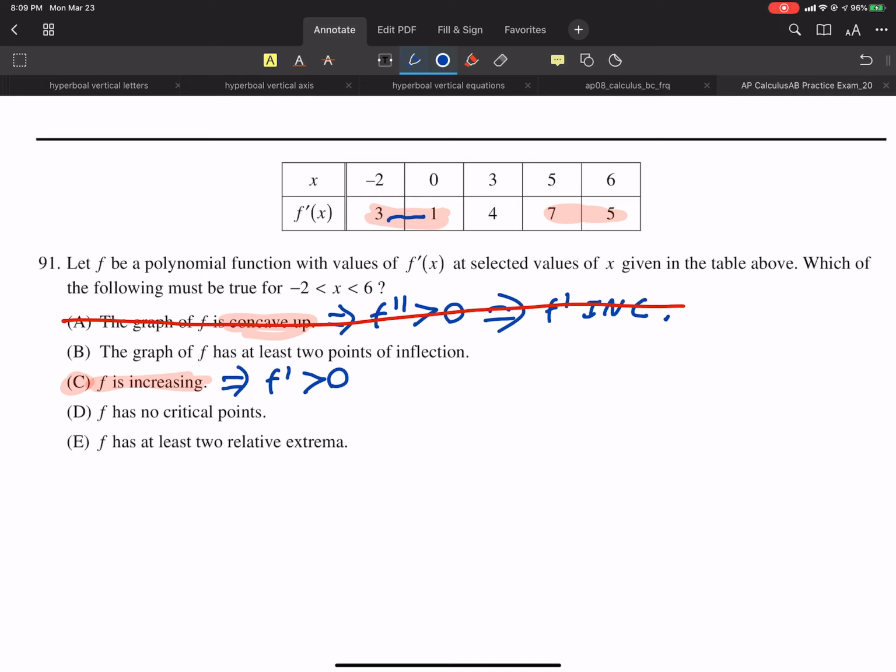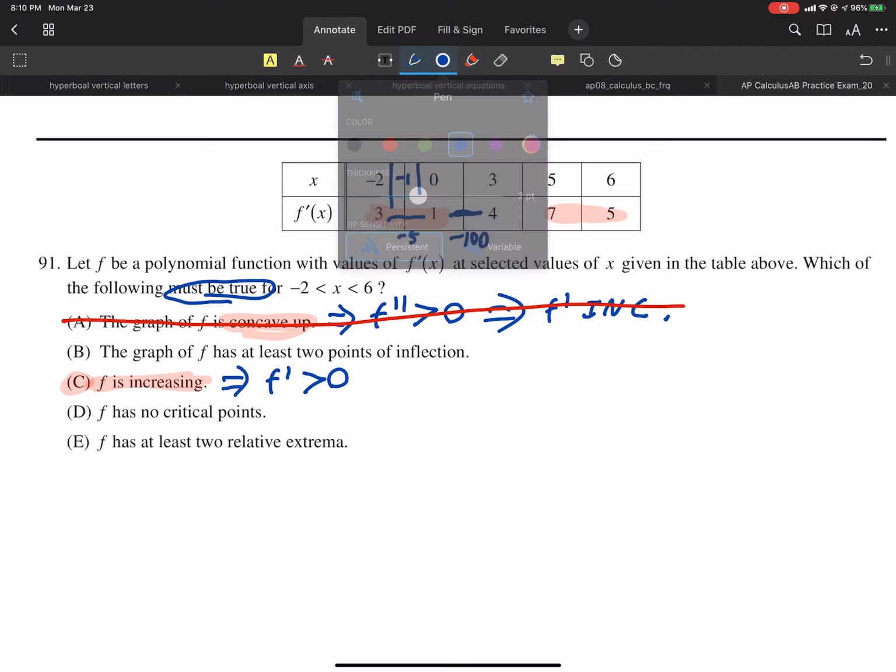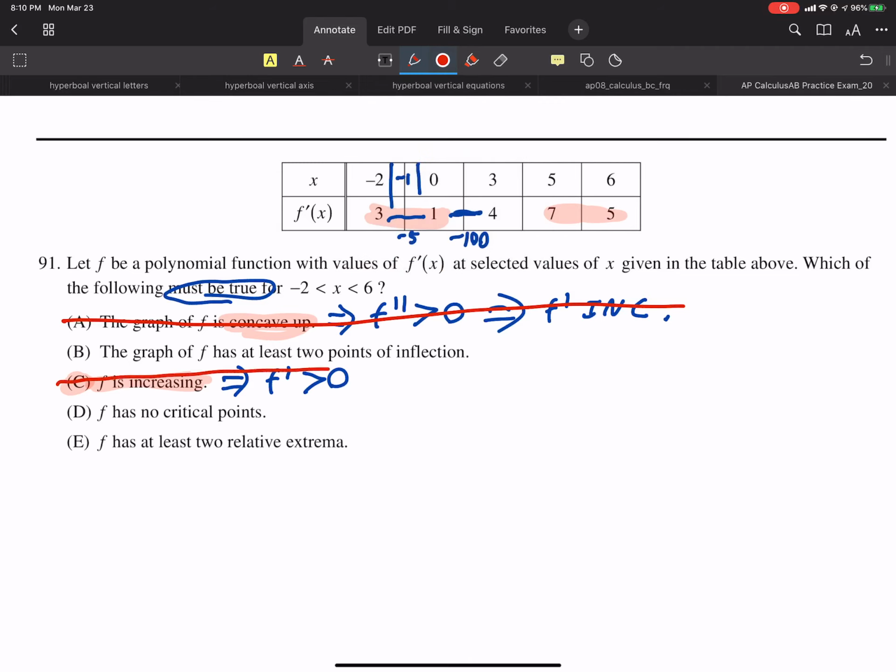It's possible it drops down, maybe let's say at negative 1, it could have gone to negative 5. You don't know what's happening between. And between these two points here, how do you know it didn't go to negative 100? 1 down to negative 100, back up to 4. You don't know what's happening, so you can't assume that. And the key words: what must be true, not might be. So clearly, that doesn't have to be true. Could be, but doesn't have to be.